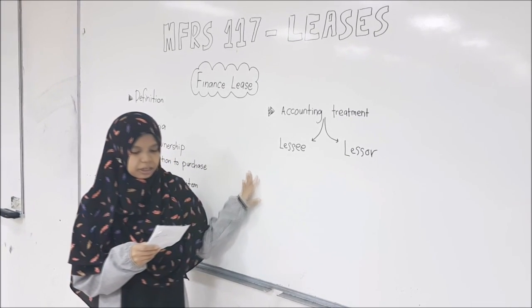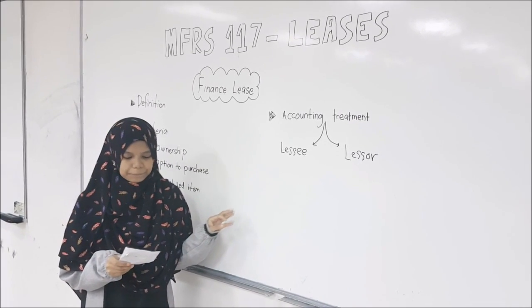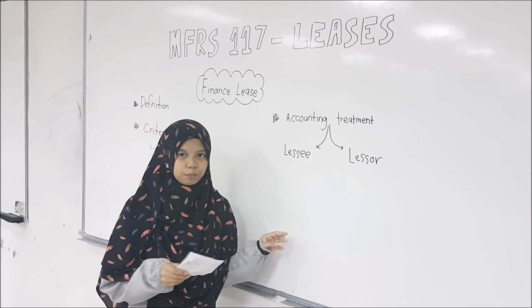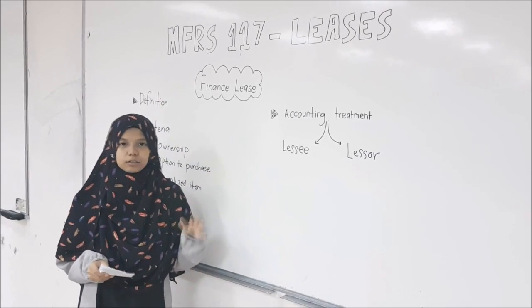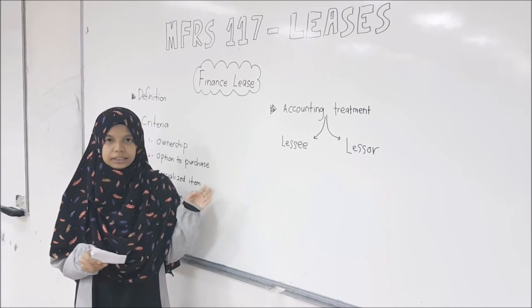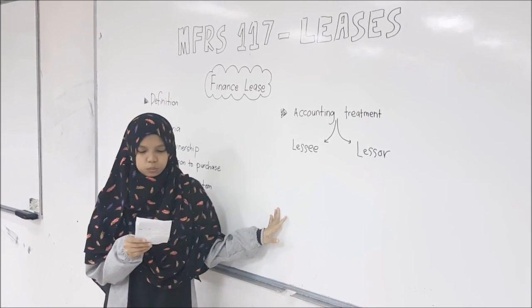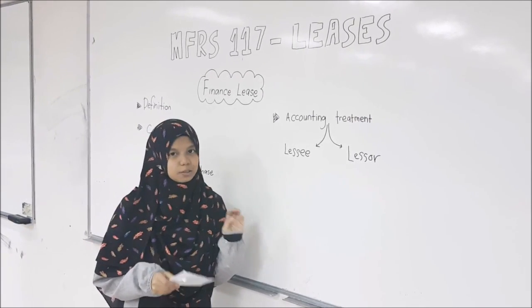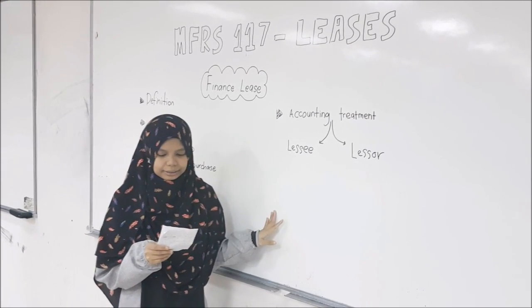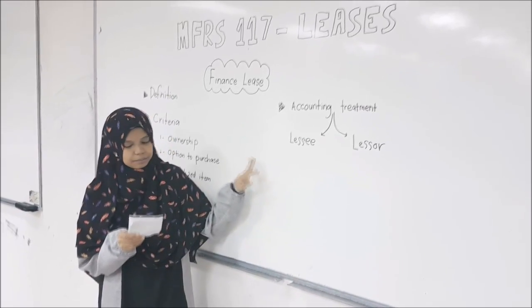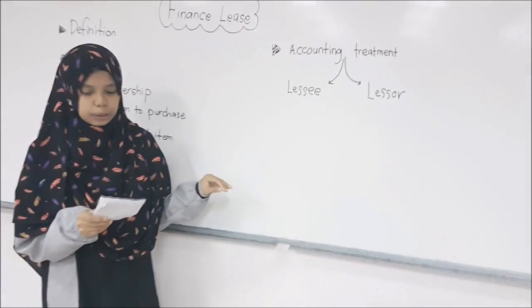For the lessee, at the commencement of the lease term, they are entitled to the right to the asset. Therefore, they need to capitalize the asset and depreciate it accordingly. This accounting treatment will appear in the statement of financial position. Other than that, they need to pay the rent expenses as stated in the lease term.